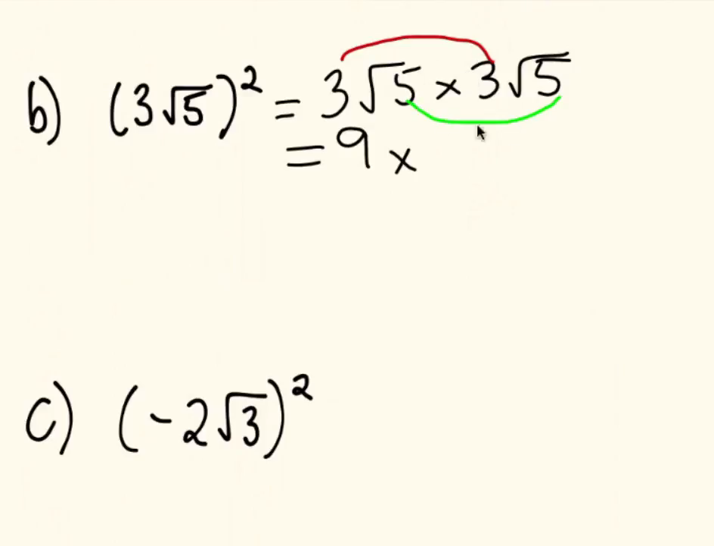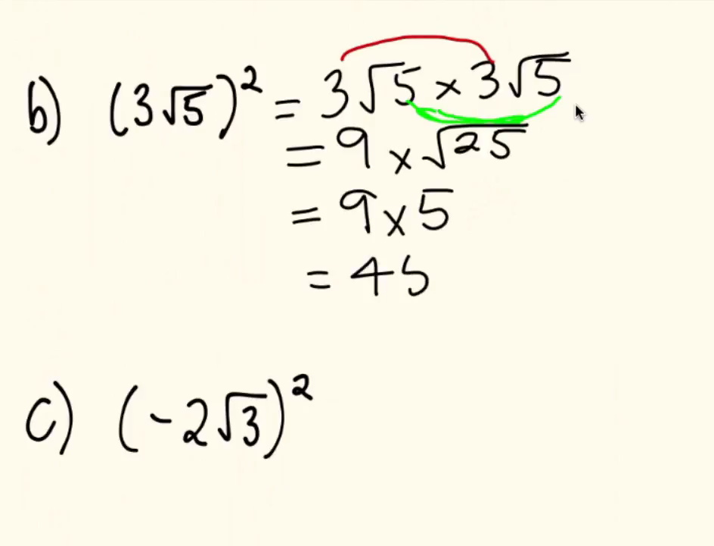And once again, I'm going to do this slowly for the purpose of this video, but once you do a few of them, you can do this a lot quicker. Square root 5 times square root 5 gives the square root of 25. Square root of 25 is 5. 9 times 5. And that final answer would just be 45.